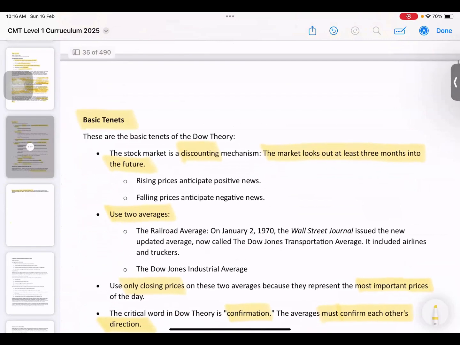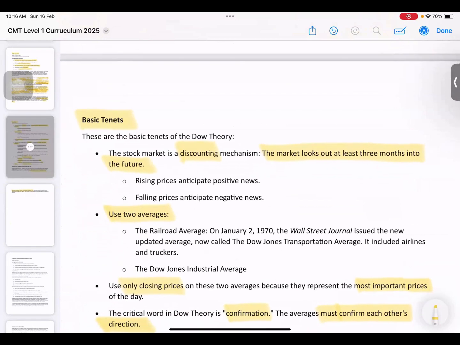Now, most important thing, the basic tenets of the Dow theory. Now, remember, this is the simplistic version of a man who was born about 100 years back. The ideas are very simple, but the ideas are very solid also, because these things have never changed, and I don't think they will ever change as long as stock markets survive.